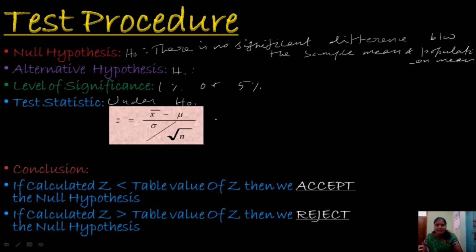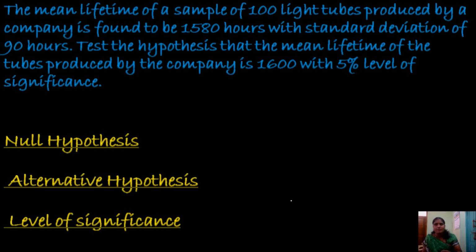So after calculating the value of Z, let us come to a conclusion by comparing the calculated value with the tabulated value. If the calculated value is less than or equal to the table value, then we accept the null hypothesis, or otherwise we reject the null hypothesis. So this is the test procedure we have followed for the test for single mean. Let me move on to a simple problem and explain the procedure involved in this test in detail.